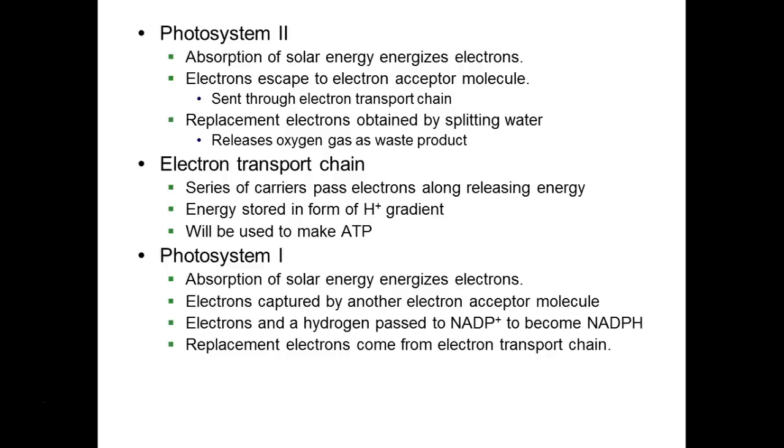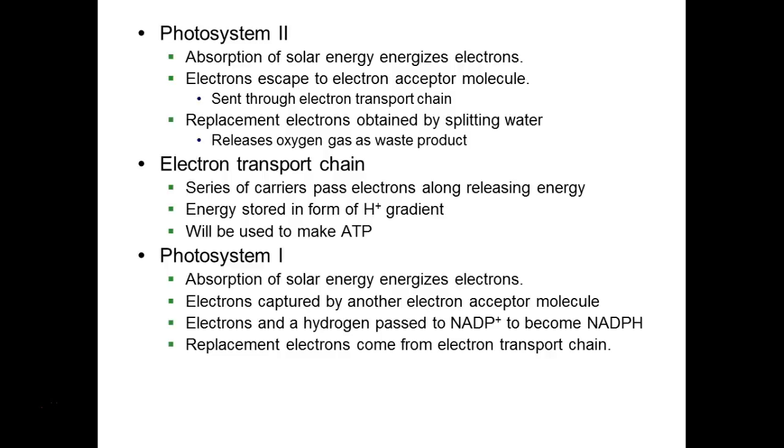Finally, these electrons, they're pretty tired. They make it to photosystem 1. These electrons are going to be energized again by absorption of solar energy. There are pigments in photosystem 1, and the electrons are going to be captured by another electron acceptor molecule. So in the center of photosystem 1, there is also a specialized chlorophyll molecule that will lose electrons. These electrons are going to be combined with hydrogen and pass to our coenzyme NADP. NADP picks up one electron and one proton to become NADPH, or reduced NADP.